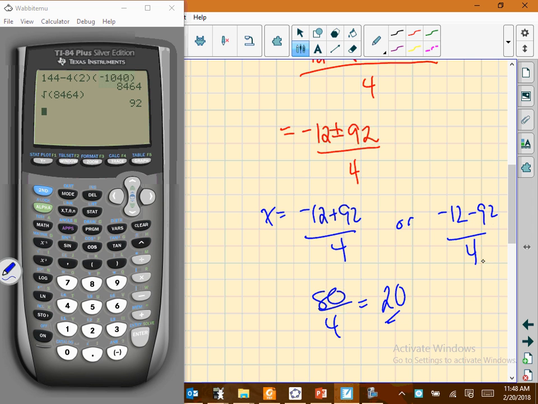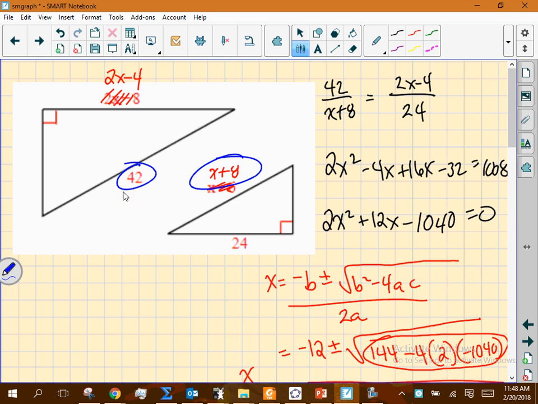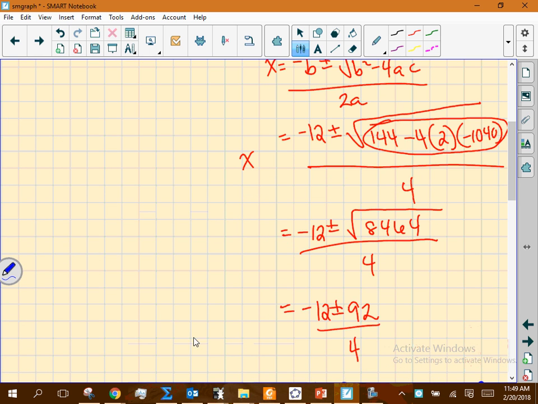Negative 12 minus 92 is, negative 104? Negative 104 divided by 4 gives me negative 26. And then those are my two values of x. Those are the two values we found factoring the other way. And obviously we only want to keep the x being 20 because negative 26 will be a problem there. Do you see where you made your mistake? Yeah. Cool.